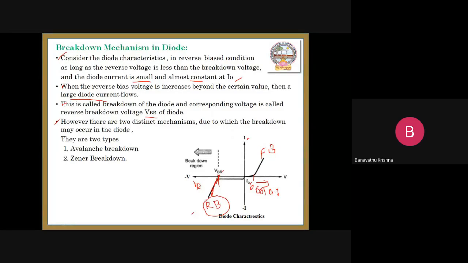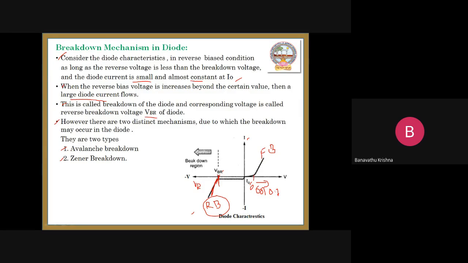Okay, there are two mechanisms. Here, breakdown mechanism is nothing but... What is my breakdown here? We are discussing the two breakdowns that occur in diodes: the avalanche breakdown diode and the Zener breakdown diode.